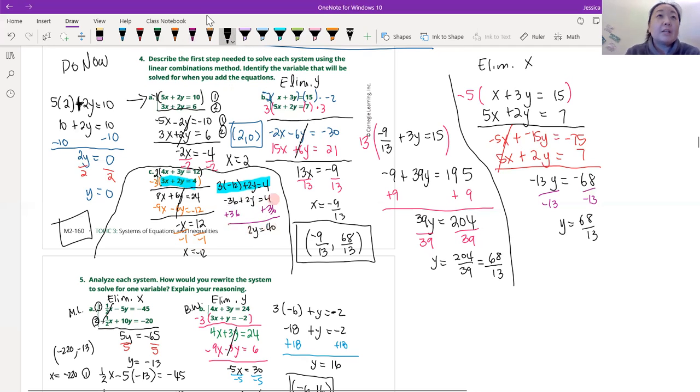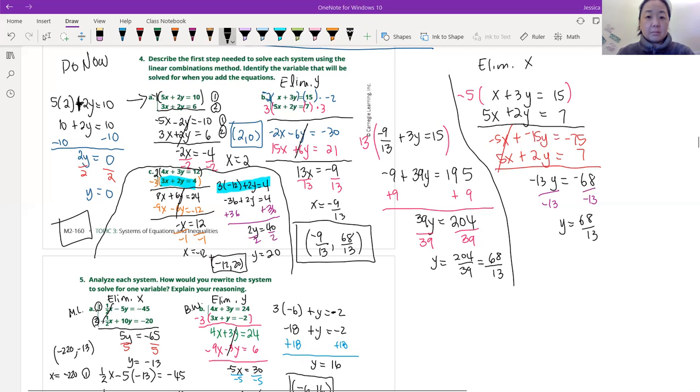Get rid of the 2 by dividing both sides by 2. And you get y is equal to 20. And so here our answer would be -12, 20. So if we were to graph these, these two lines would intersect at -12, 20. So let me pull up my Desmos and see if that's what we get.